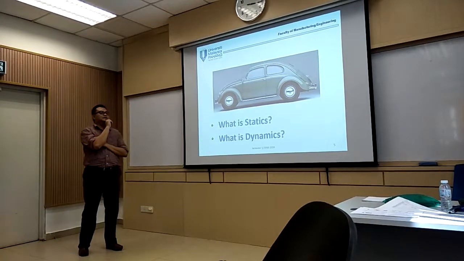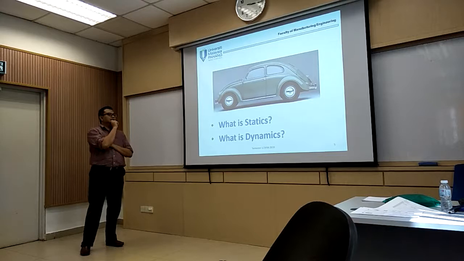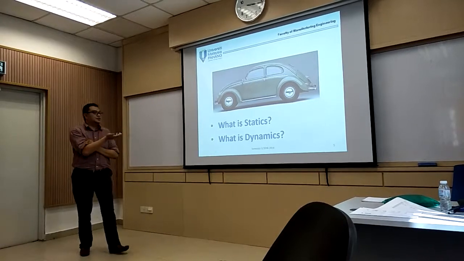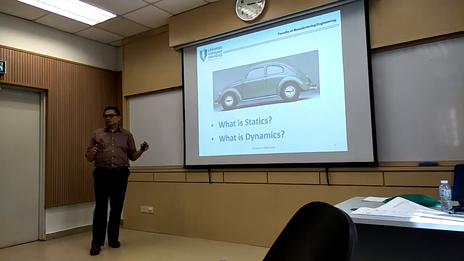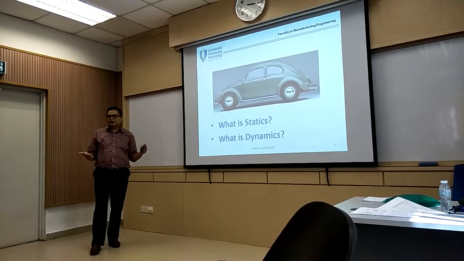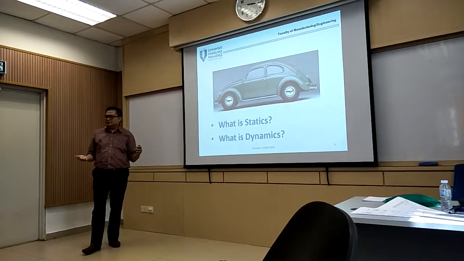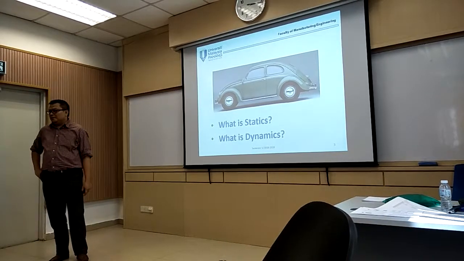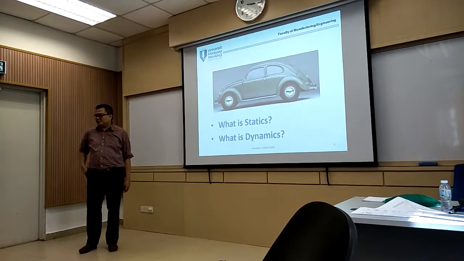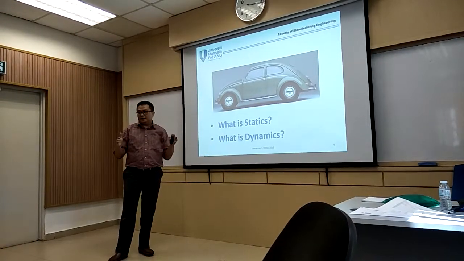Okay. Let's say we have a car, a Volkswagen, like this. What makes us argue that this car is in the static condition? It's not moving, right? Constant velocity, is it static or not? Constant acceleration, is it static or dynamic? Dynamic. I'm talking about static first. So in the static, it means the car is not moving, right?